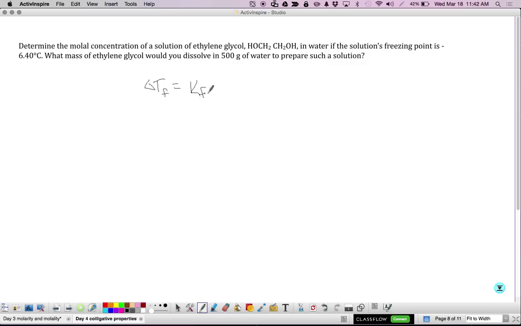equals KF m i. Now I'm putting i in here, but ethylene glycol is a covalent compound, so i equals 1, okay? So I just disregard it, it's 1. And the molality then is what I'm trying to find, the molal concentration. So molality is delta TF over KF.